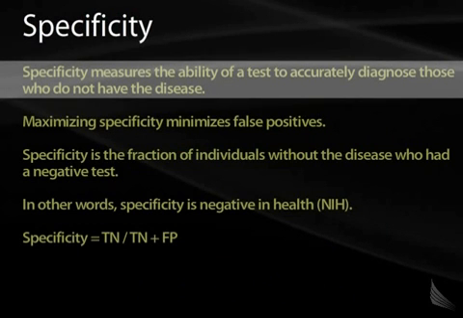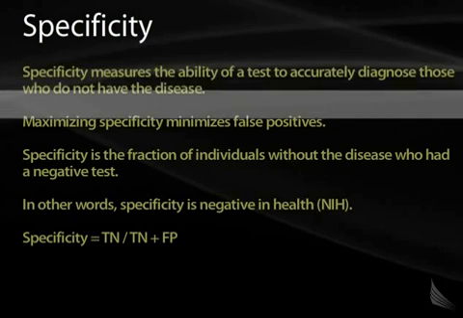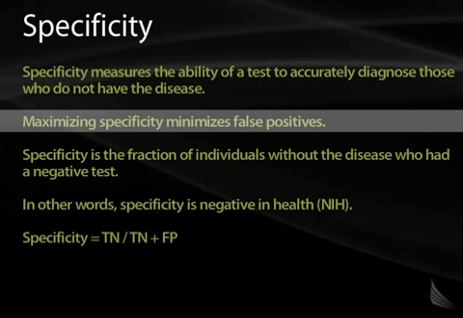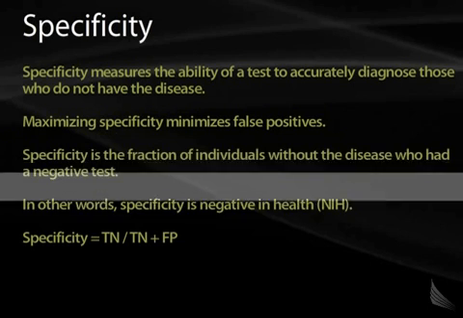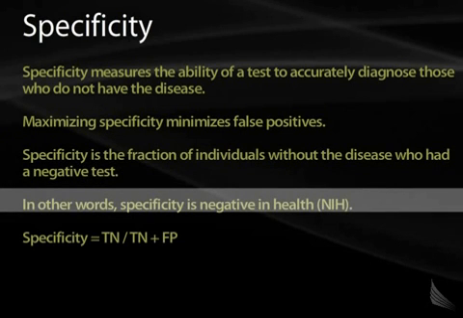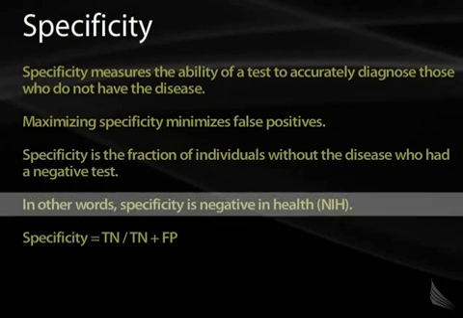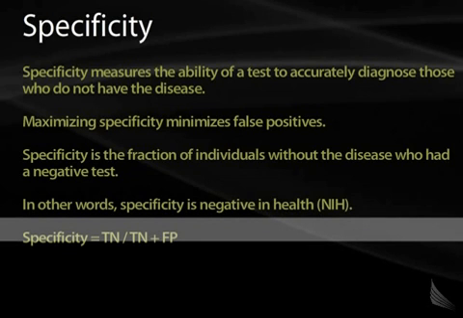Specificity measures the ability of a test to accurately diagnose those who do not have the disease. Maximizing specificity means minimizing false positives. Specificity is the fraction of individuals without the disease who had a negative test. In other words, specificity is negative in health. Mathematically, this is expressed as the true negatives over all the people who do not have the disease, the true negatives plus the false positives.